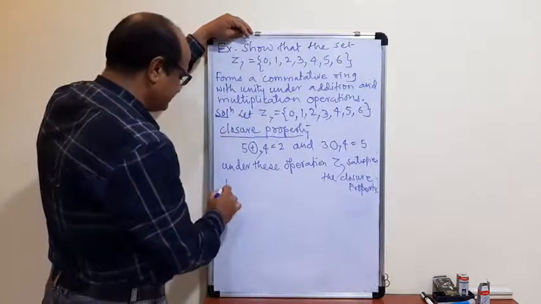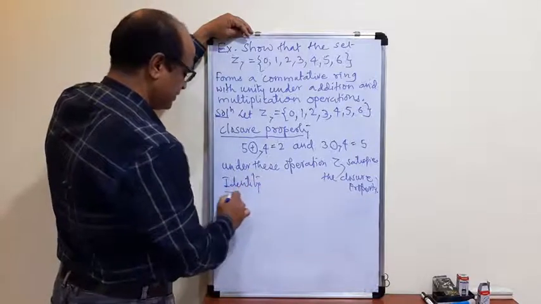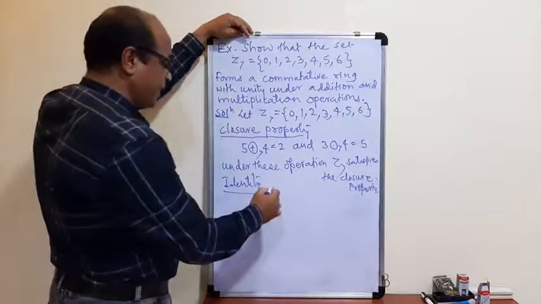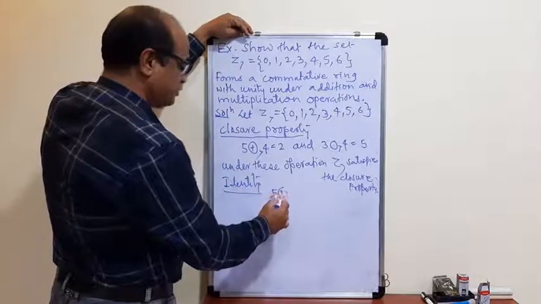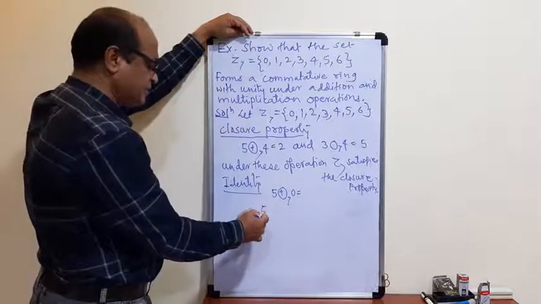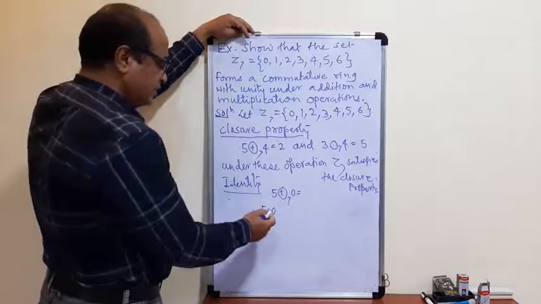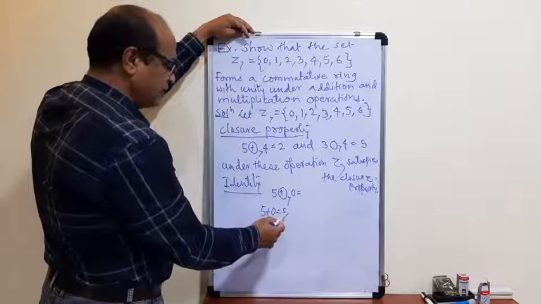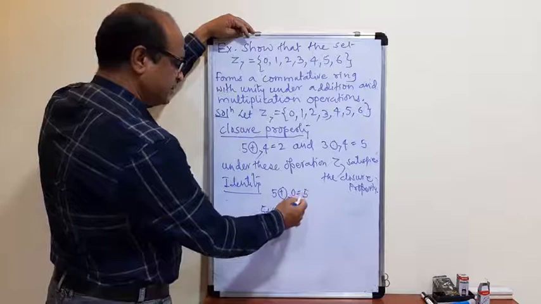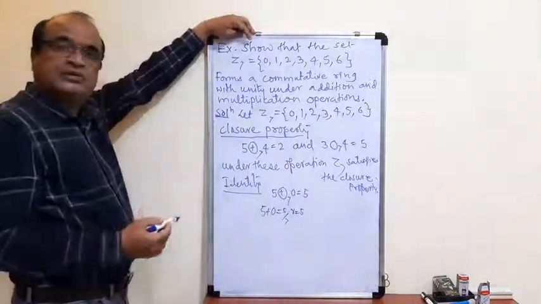So what is the identity element here? Addition modulo 7 with 0: 5 plus 0 is 5. Divided by 7, the remainder R is 5 here. So that is 5, with respect to addition modulo 7.